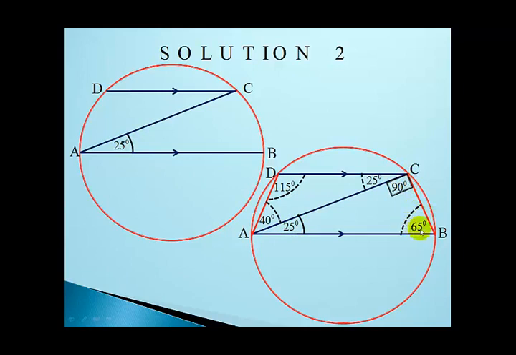Now we will look at how we arrive at the angle 65 degrees. We know alternate angles are equal, and because the line AB is parallel to the line DC from the question, it means that 25 is equal to 25 degrees here. Now let's proceed.